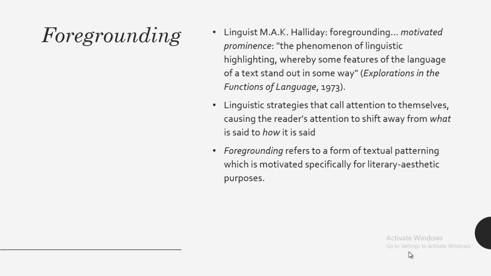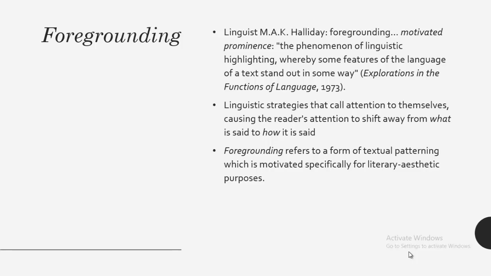Motivated prominence means that a writer intentionally makes something prominent in his writing. It may be a word, a phrase, a sentence, a whole paragraph, a complete line, etc. Anything that a writer makes prominent intentionally for artistic purposes, for beautifying the language, giving some particular meaning or producing some particular effect, that motivated prominence, that linguistic highlighting, is termed as foregrounding.